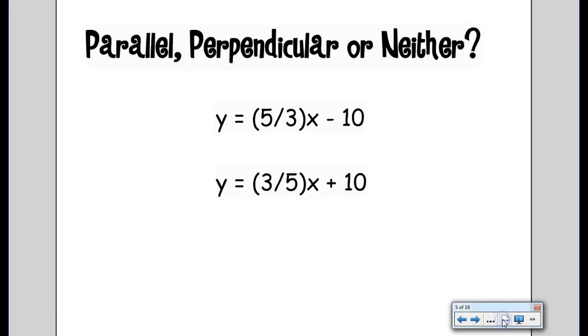Okay, on your whiteboards, parallel, perpendicular, or neither. All you have to do is write it and hold it up and show me. Parallel, perpendicular, or neither. Good job, very nice. Perfect, don't look at each other's boards. Yep. Oh, good. Try again, very good, try again.